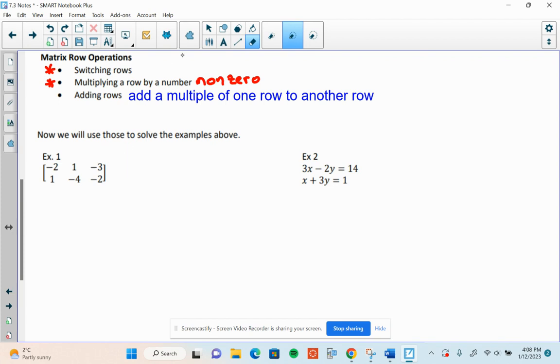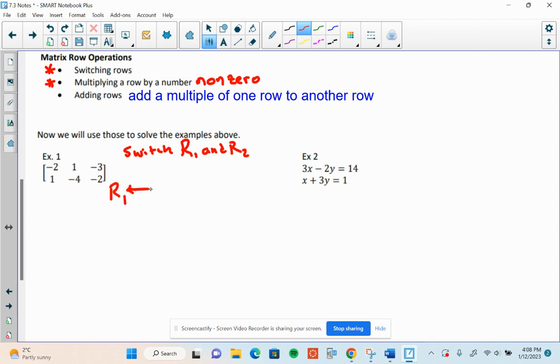So what I'm going to do first is literally just switch row 1 with row 2. Maybe I'll use this notation: R1 for row 1, R2 for row 2, and I'm just going to switch them. Okay, so I'm going to make that switch.